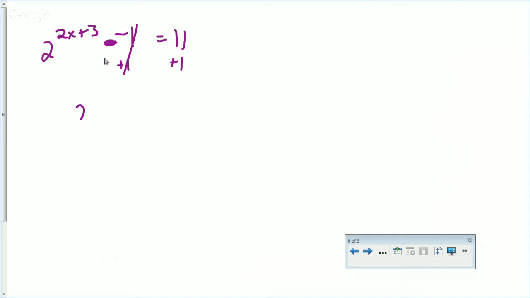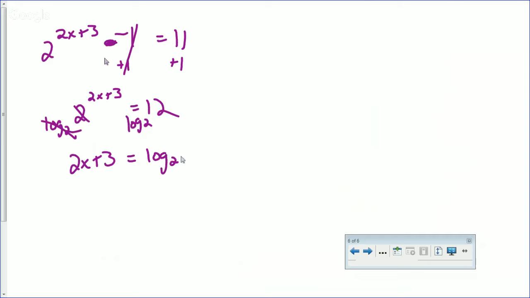Those cancel. We get 2 to the 2x plus 3 equals 12. I have to get rid of this base exponential of 2, so we're going to take the log base 2 of both sides. Log base 2 and 2 cancel. You have 2x plus 3 equals log base 2 of 12. So then you'll subtract 3 and divide by 2.